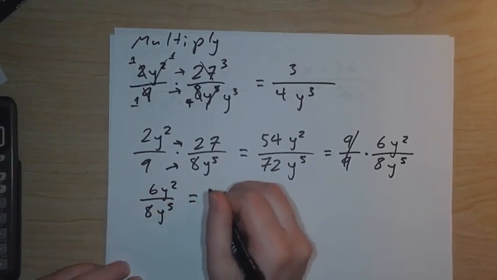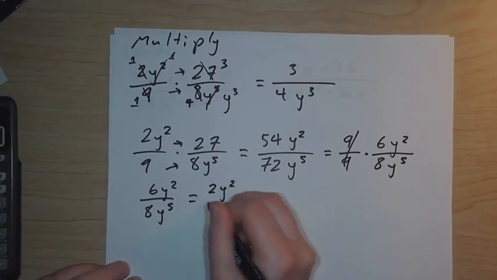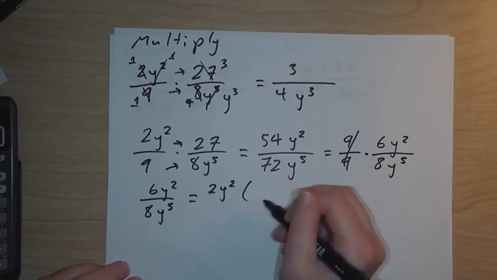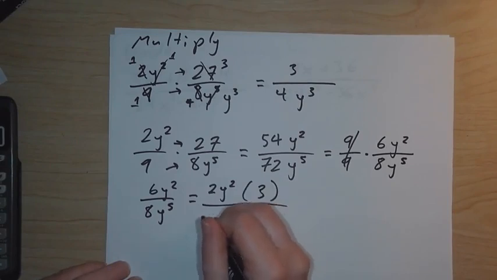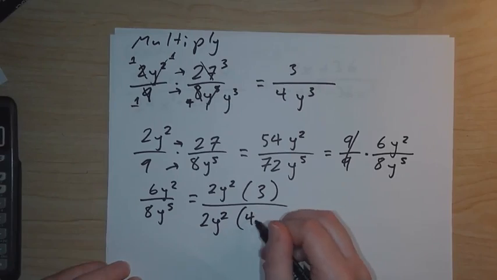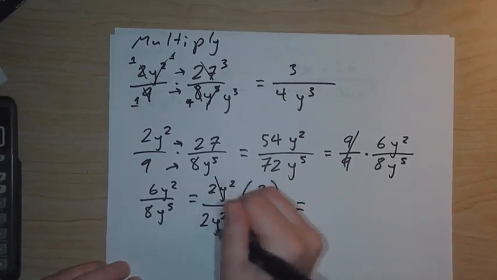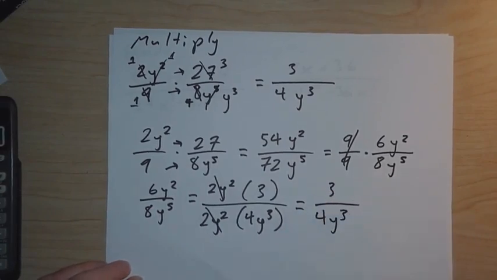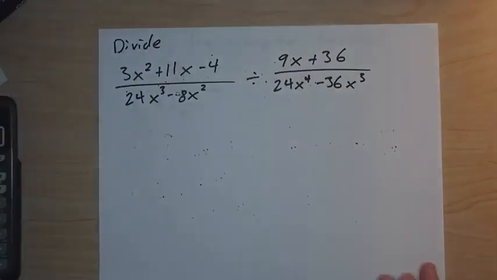We can take out 2 and y squared from 6y squared, and we're left with 3. We can take out 2 and y squared from the bottom. We're just left with 4 and y cubed. These two things cancel. We're left with 3 over 4y cubed. So that's how you multiply.